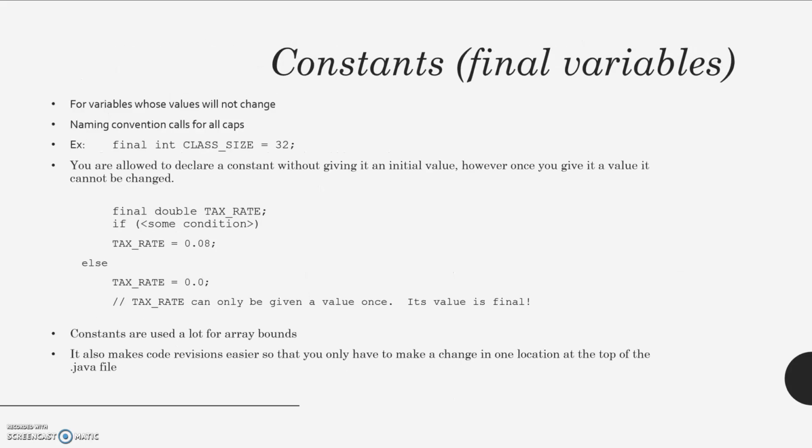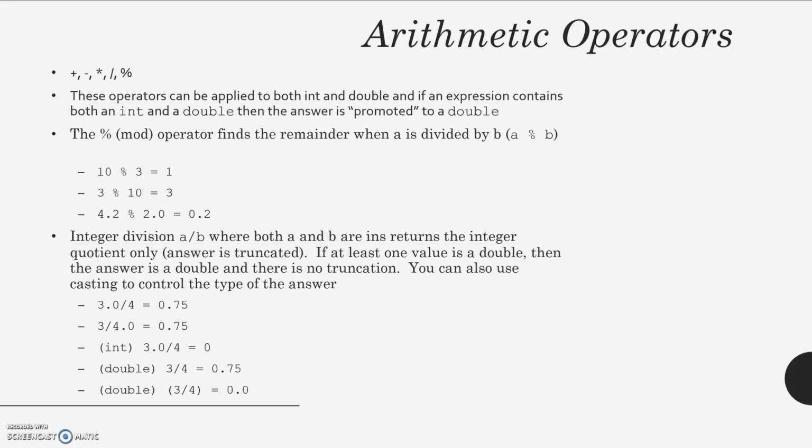Constants, or in this case, what we call final variables, are just variables that do not change, and they're all capital letters separated by underscores. Typically we'll give constants their values at the very top of our program. It's not always necessary. As long as you give it a value at some point in your program, it will remain that value forever.